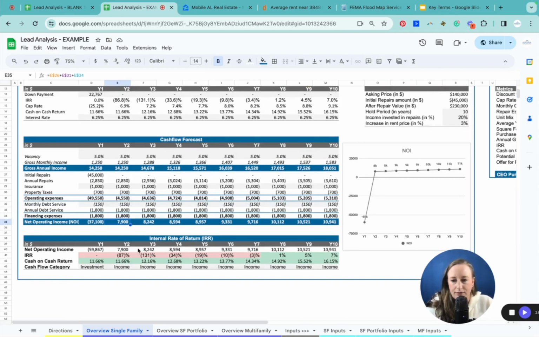And finally, we're looking at our IRR, our internal rate of return. Again, this matters more for a long-term hold than a flip, but it is important to know for our backup plan how this would pan out for us. So not the best IRR, but a solid cash on cash return.